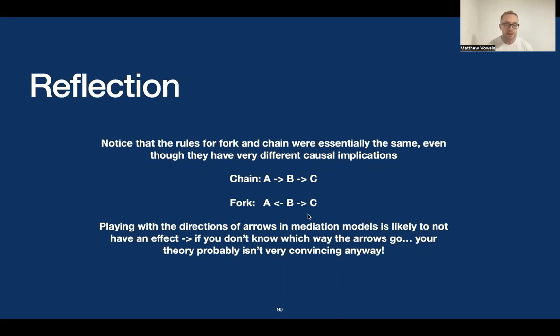And this also means that the directions of the arrows in mediation models doesn't really mean much. I could reverse the direction of the arrow from C to B to A. Or alternatively, I could swap these variables around. So long as I still have a chain or a fork structure, I end up with the same conditional independency statements. And so if you don't know which way the arrows go in your theory, you can't really just try them out and see which model fits the best. The statistics are the same in all cases.